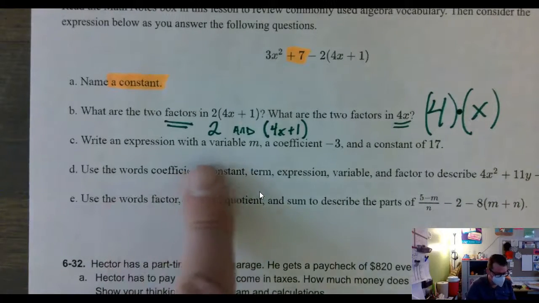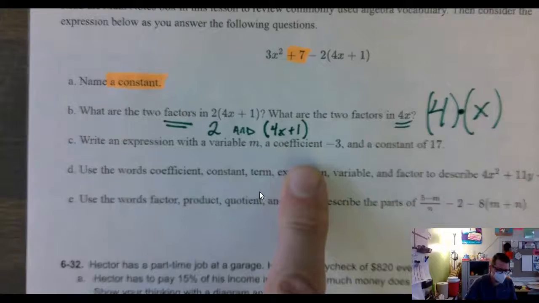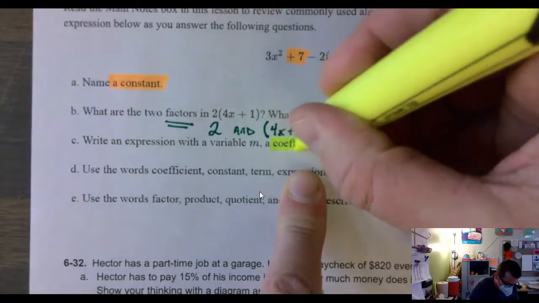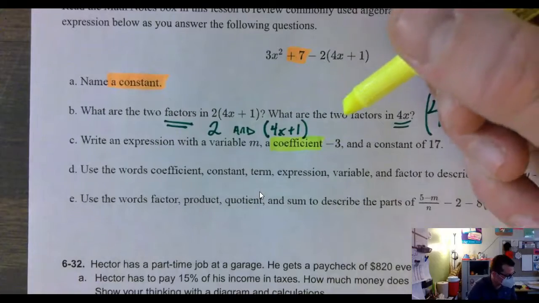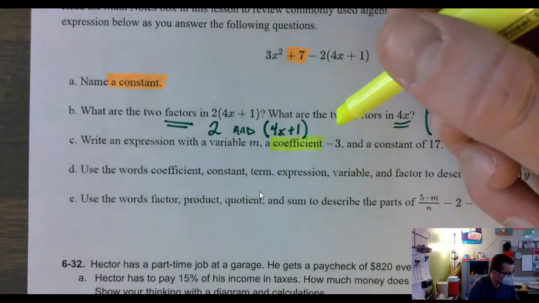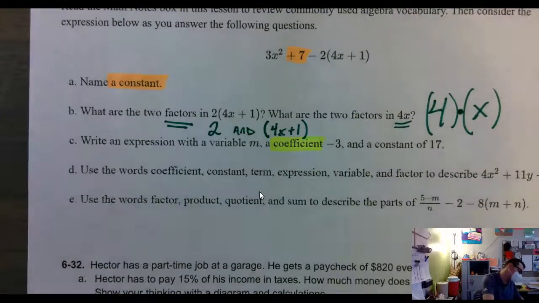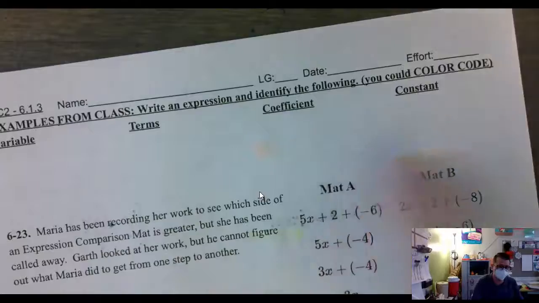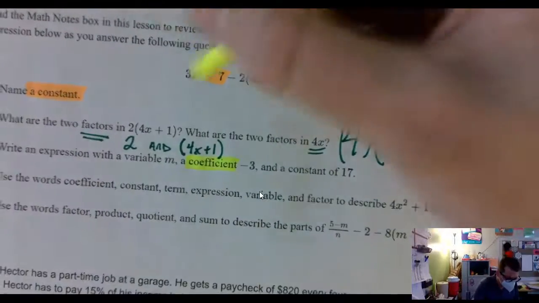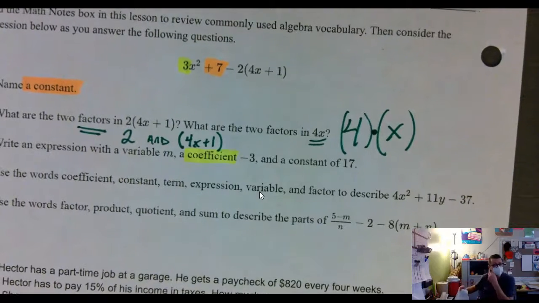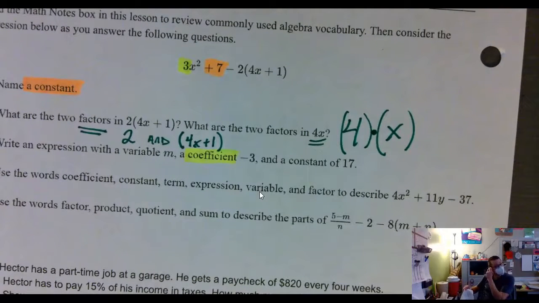C, write an expression with a variable m coefficient. This might be something we're forgetting. Coefficient, and this was from 612. So you probably need your notes. Was it 1-2 or 1-3? No, it's from the front of this, isn't it? Yeah, you should have these vocabs on the front. I gave mine away. Coefficient is the number we're multiplying with. So they want us to use a coefficient of -3, though.